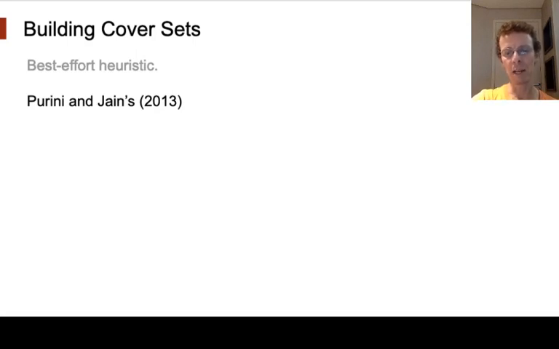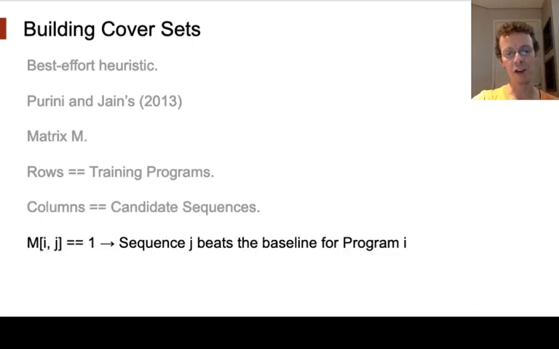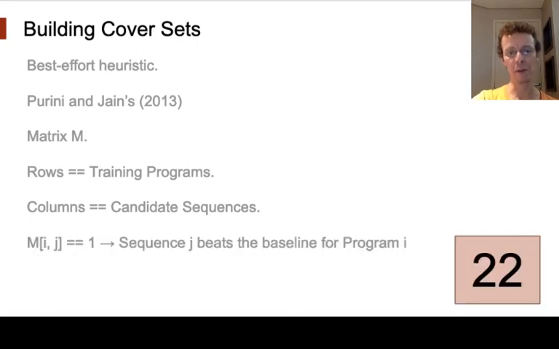We have used Pirini's algorithm to find sequences for code size reduction. To find this covering set, we start by building the so-called performance matrix. In this matrix, the rows refer to training programs. The columns refer to candidate sequences. Mij is 1 if sequence J beats the baseline for program I. Using Pirini's algorithm, we got 22 sequences that almost cover the entire set of 1,500 programs.